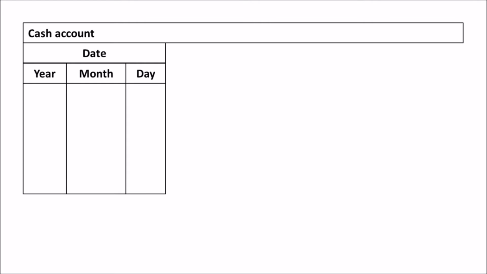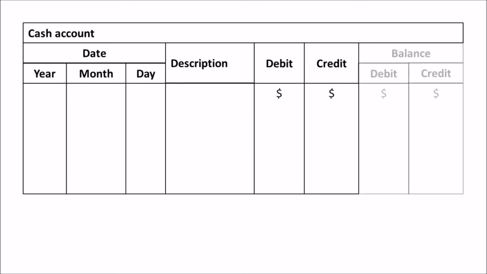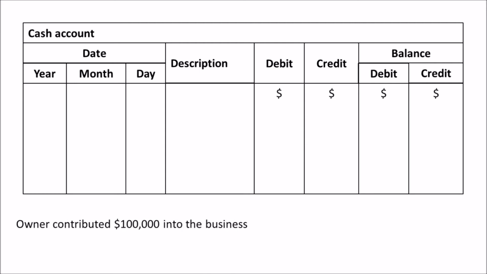A columnar account typically has the date, description, debit, credit, and balance columns. To illustrate how a ledger works, I will give a few hypothetical transactions. First, let's say the entity's owner contributed $100,000 into the business. Cash and capital will increase by $100,000, so we debit cash and credit capital by $100,000.